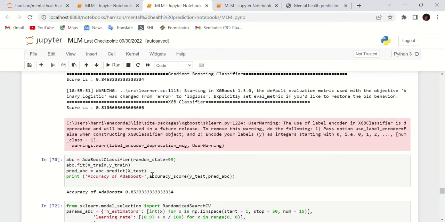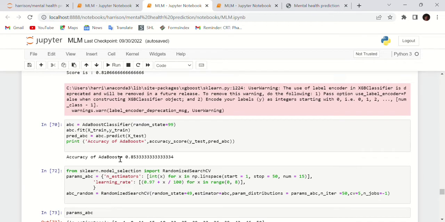From the above results, it is clear that the AdaBoost classifier provides the best accuracy. So let us create a different variable to fit and make predictions using the model. Now it is shown that the accuracy of AdaBoost is 0.5333 going on 4.